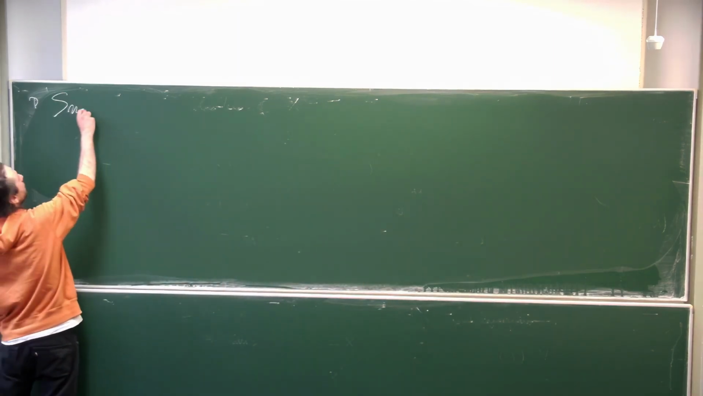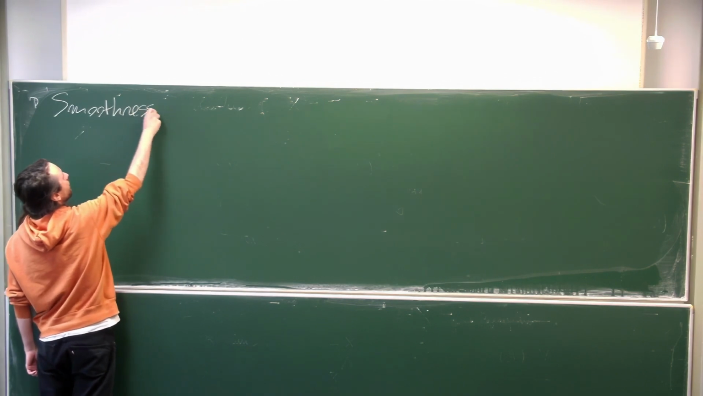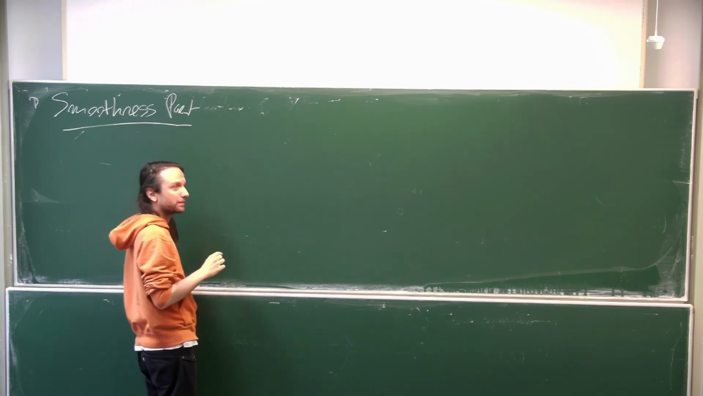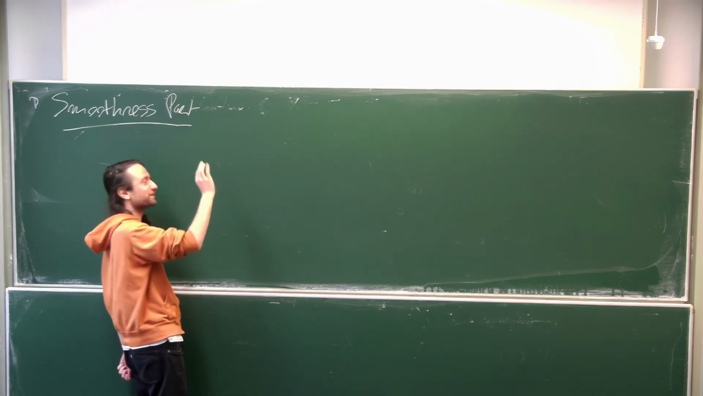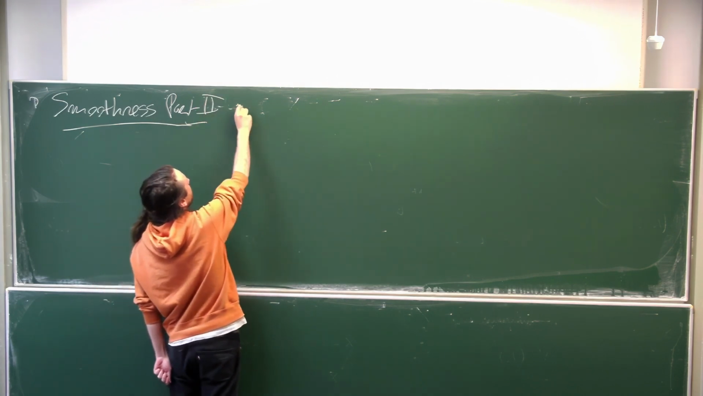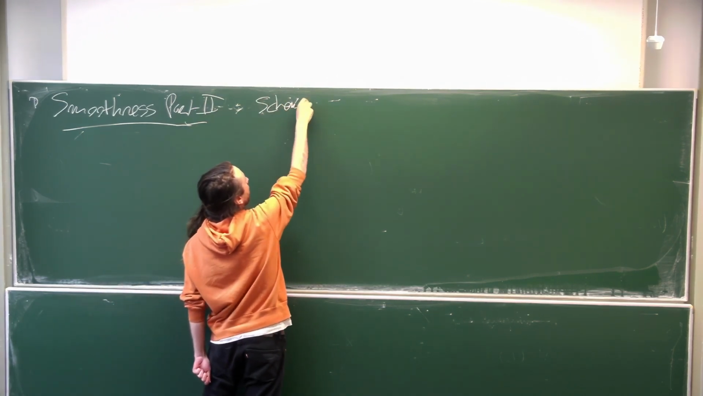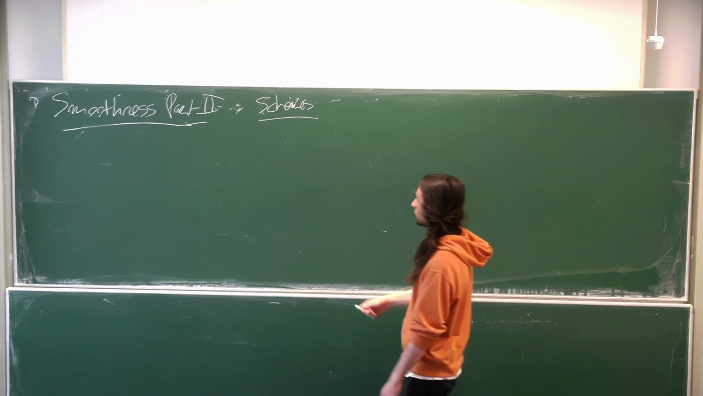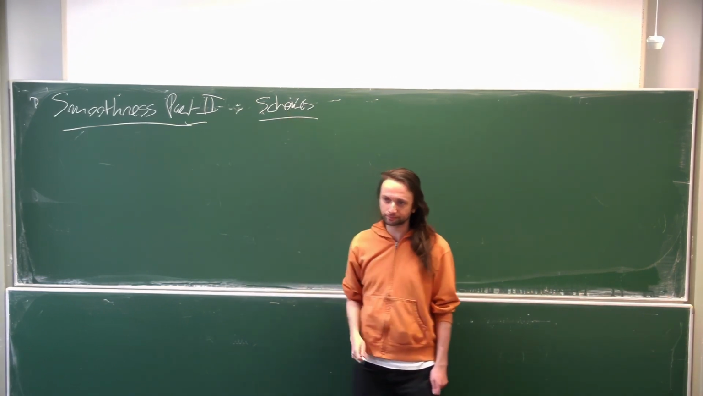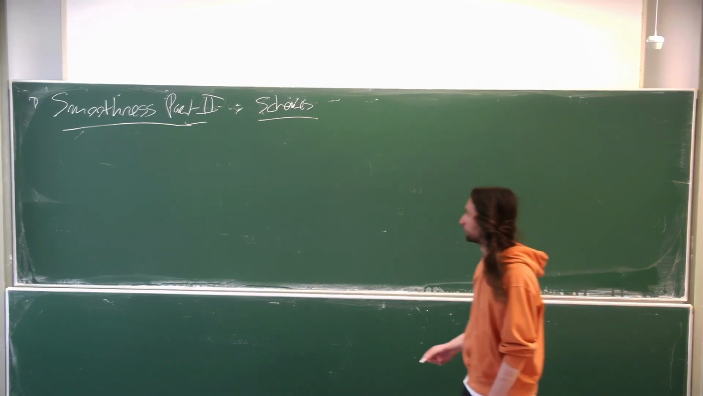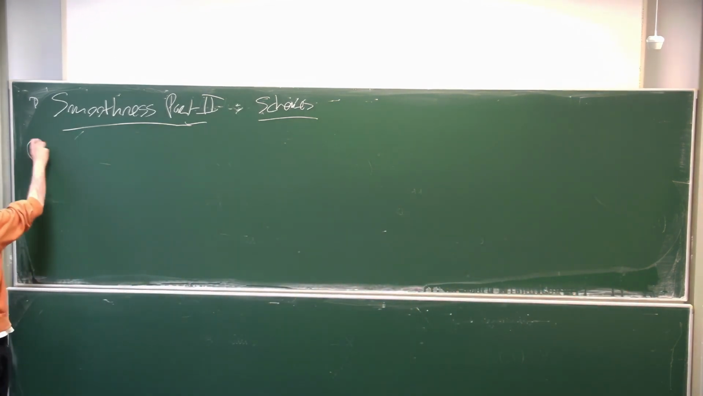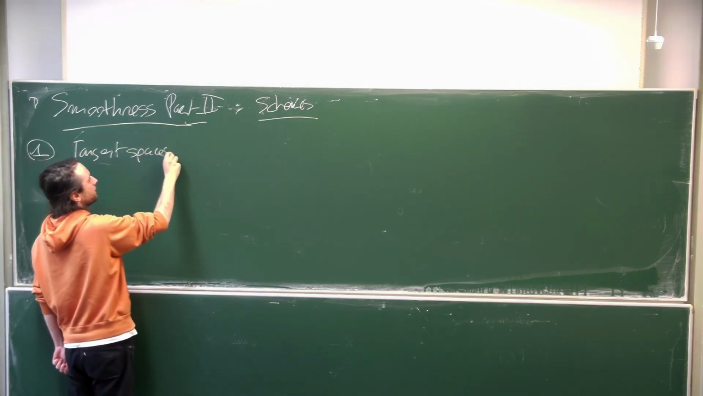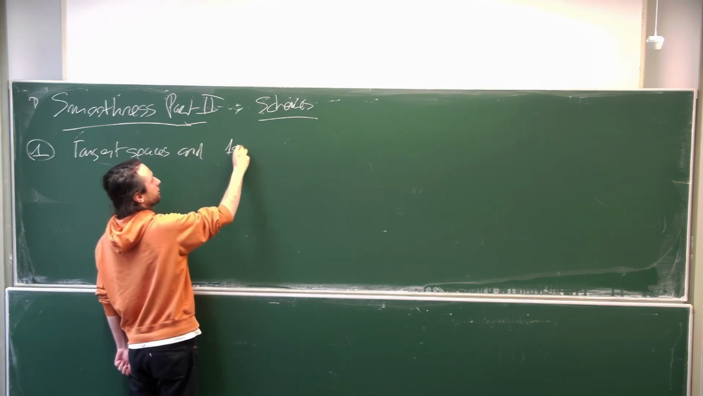So this will be the second part about smoothness, étaleness, and unramified schemes. Here we will be concerned with how these general modalities and lifting properties work in the case of schemes. And so first, I will give an overview of tangent spaces and first order neighborhoods.